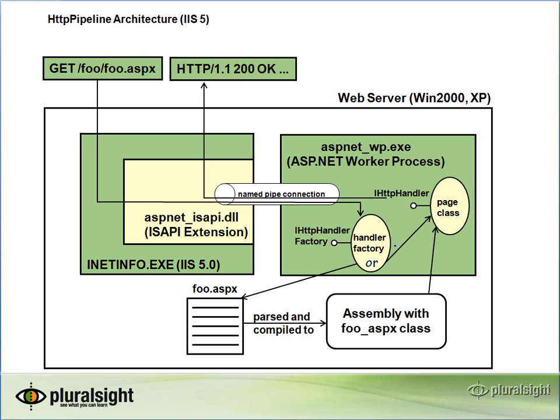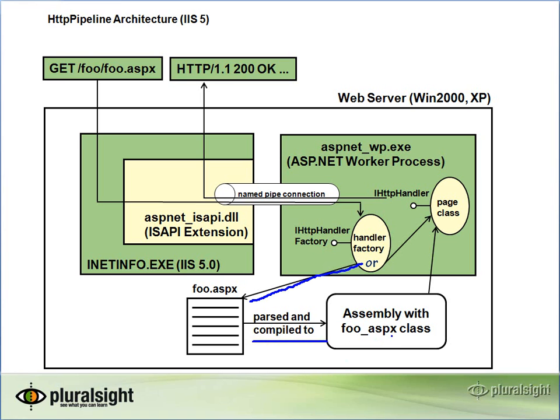Is that type already in the worker process? And if it's not, we need to go construct it. So the first time you get a request for a new endpoint, a new page, it's actually going to go out to the disk and locate that file, the foo.aspx in this case, and that's then going to be parsed and compiled into an assembly, and we saw this in our earlier discussions.